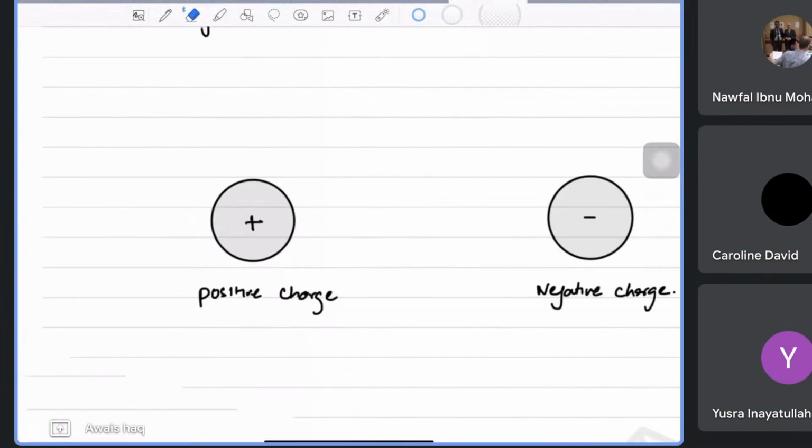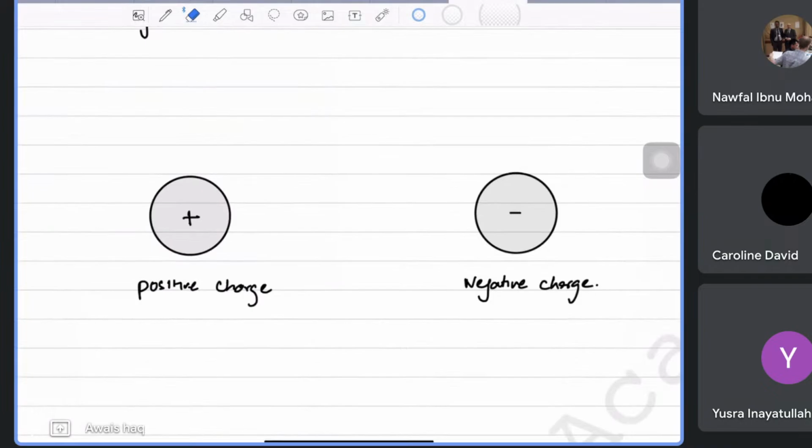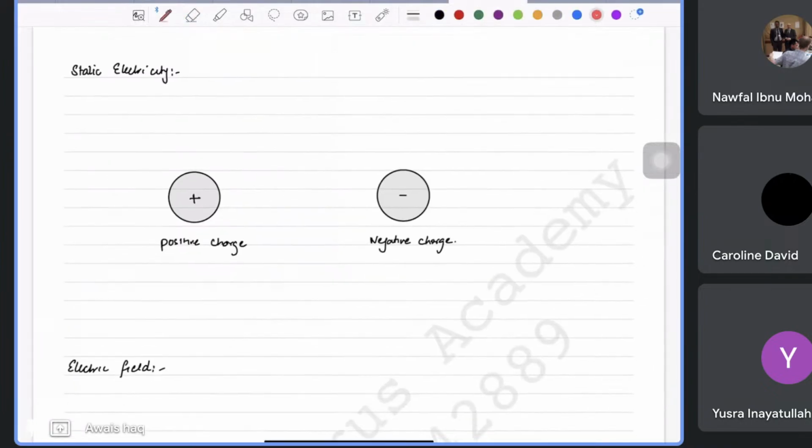So basically, when you're looking at a positive charge or negative charge, you need to understand that a positive charge is a charge where the field goes out of it from a single point. It seems like it's going out from a single point like this, okay?